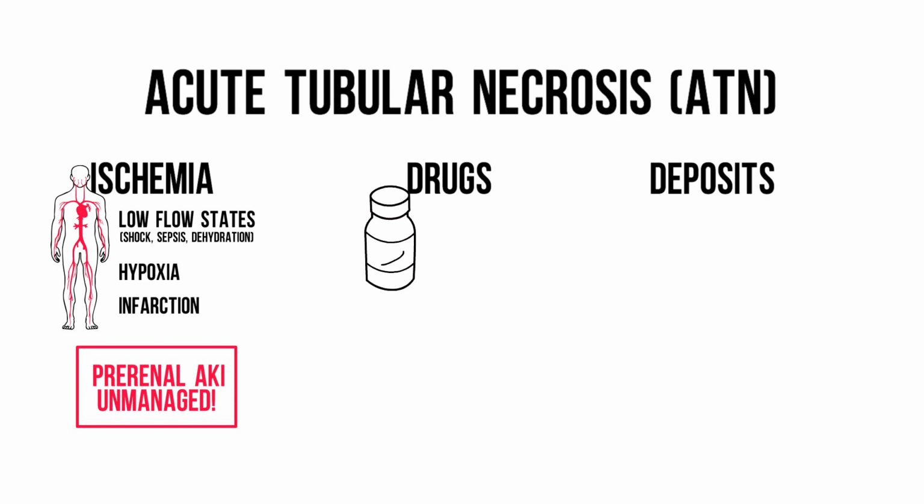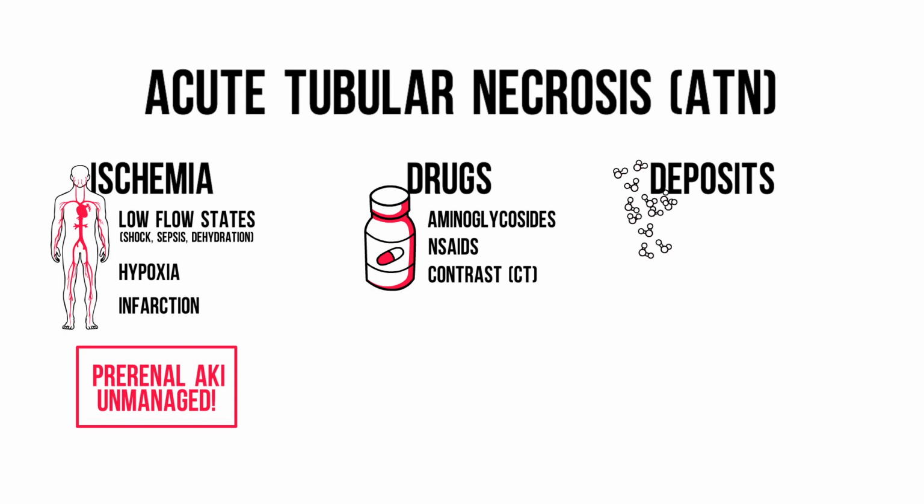Drugs. Several drugs can have direct toxic effects on tubules. Don't worry, you'll be able to remember a lot of them by heart after a while. A few notable ones are aminoglycosides like gentamicin, NSAIDs, and iodine-containing contrast. Deposits. There are a couple of important substances that can jam up the renal tubules, causing direct tubular damage. Examples are casts in multiple myeloma, calcium phosphate, and calcium oxalate.